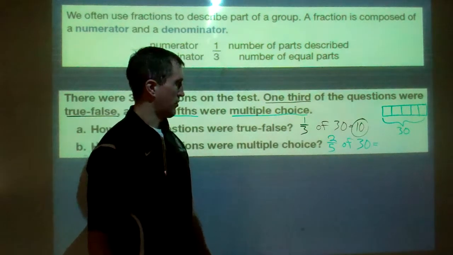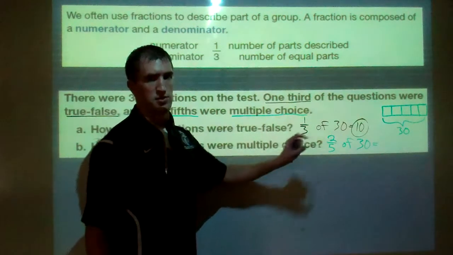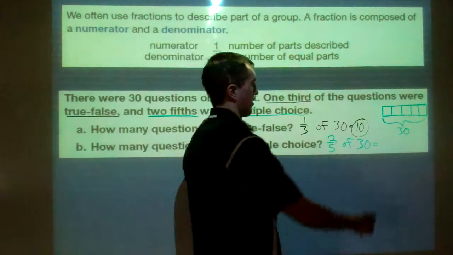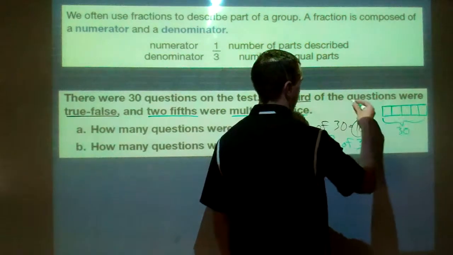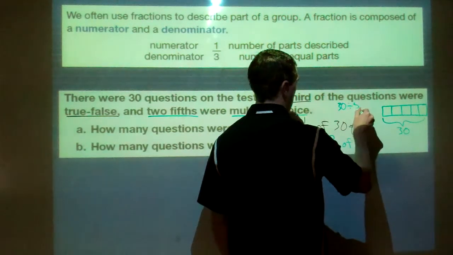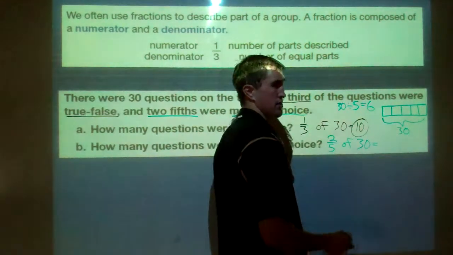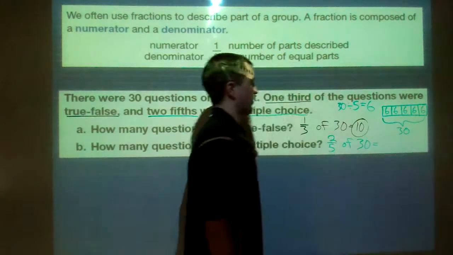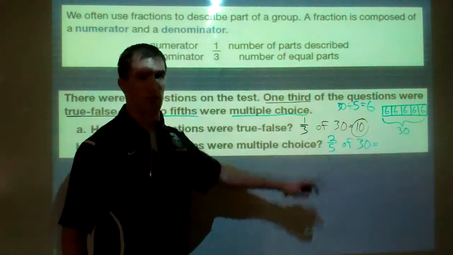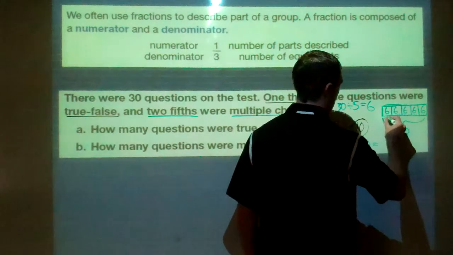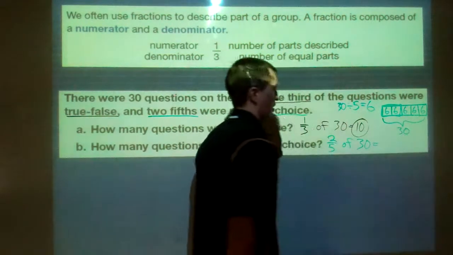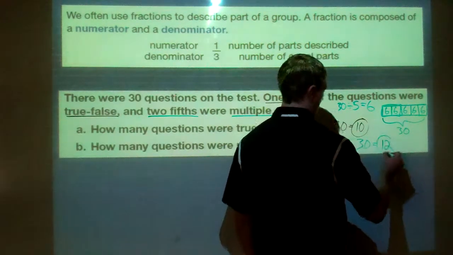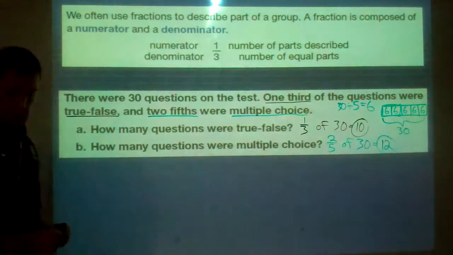And we are going to be looking for 2 of these boxes. But first we've got to figure out what each box is. So we're going to take 30 divided by 5. Should get 6. So 6 goes in each box. Okay. And now we're talking about 2 of those boxes. So 2 times 6 will be 12. If we add those 2 boxes together, you get 12 multiple choice questions.